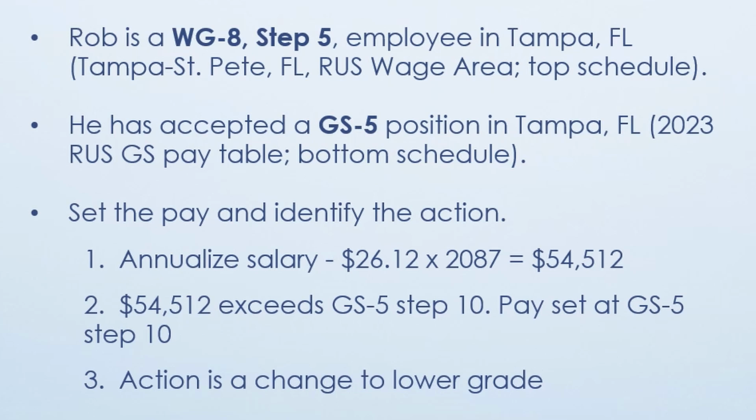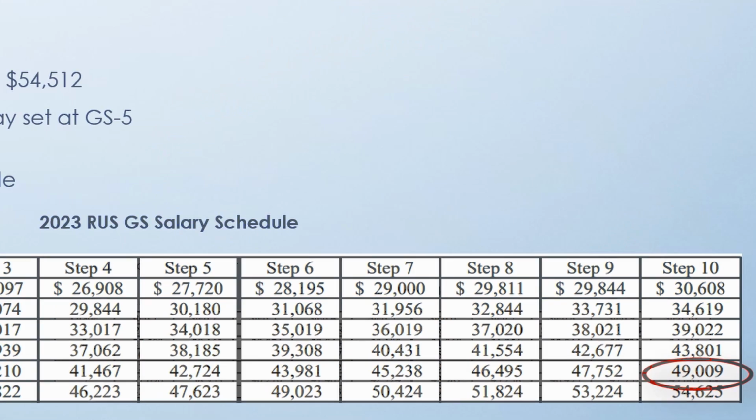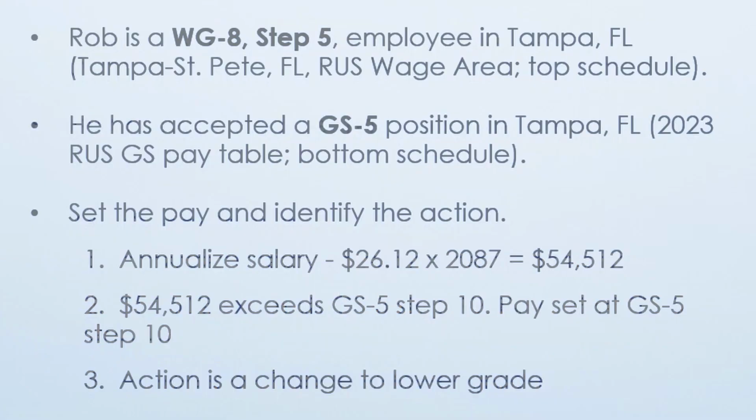$54,512. So when we look in the table, he's accepted a GS5 position, but the GS5 only goes all the way up to $49,009. So the pay will be set at GS5 Step 10, and the action is going to be a change to lower grade, since he's going to be getting less money than in the previous position.